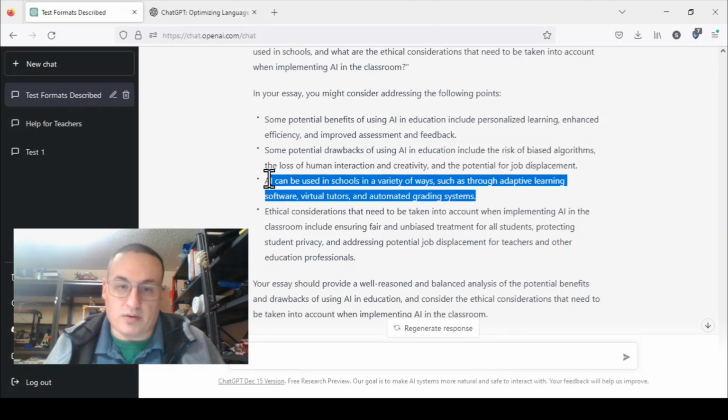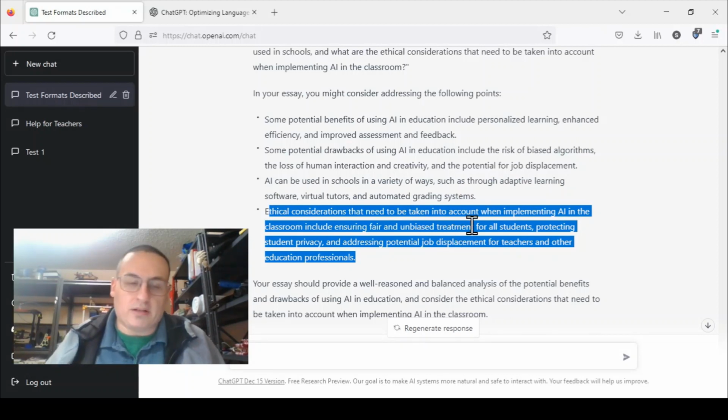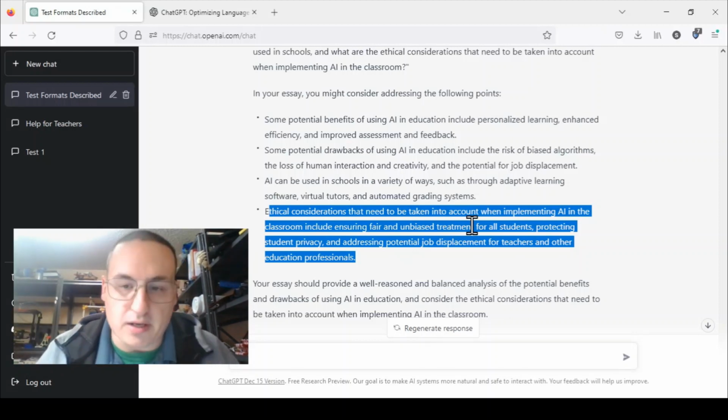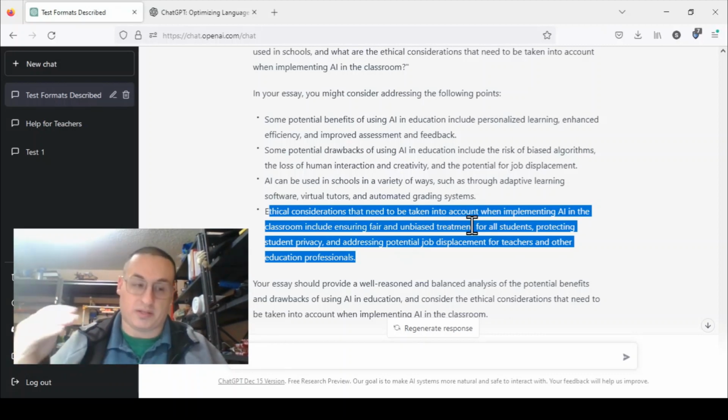Adaptive learning software, virtual tours, or graded systems. Teachers are going to love any graded system. Adaptive learning is going to be really helpful. Ethical considerations, fair and unbiased treatment for all students. I have a lesson for machine learning that I'll include here. And it is possible very easily to introduce bias into AI. It's just how we put in guardrails to protect against that from the start and as well as ongoing.